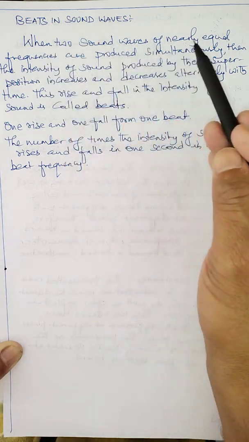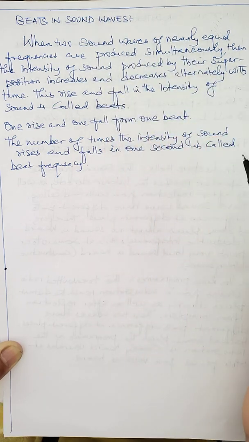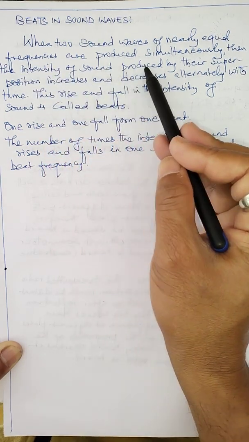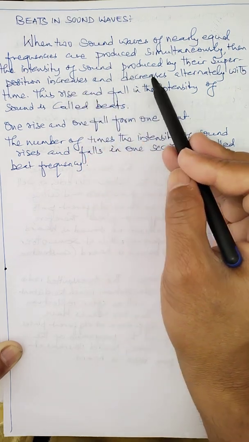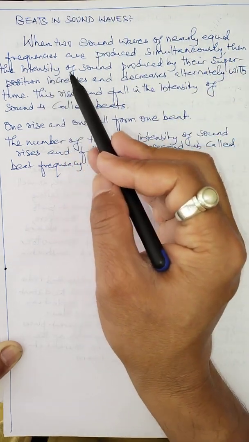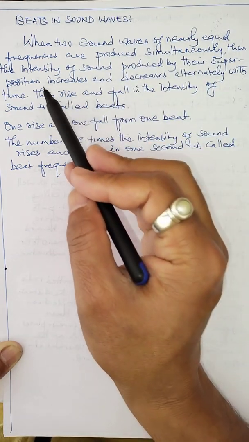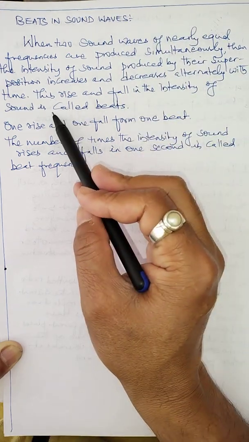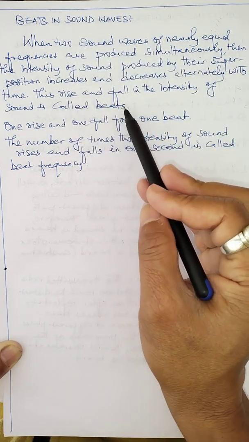When this type of waves are produced simultaneously in a medium, in the same direction, then the intensity of sound produced by this superposition increases and decreases alternately with time. This rise means increase in the intensity and fall means decrease in the intensity of sound, which takes place due to the superposition of two sound waves of nearly equal frequency, and this is actually called beats.